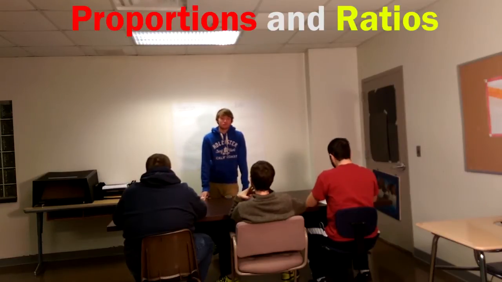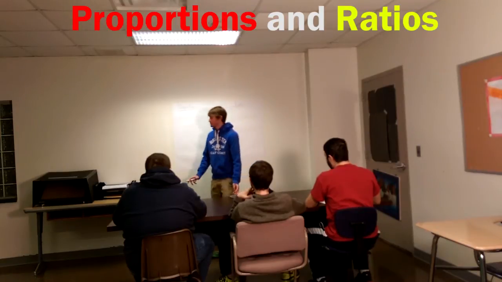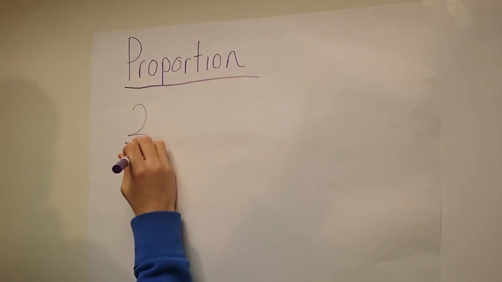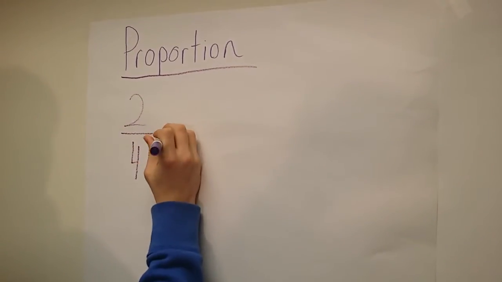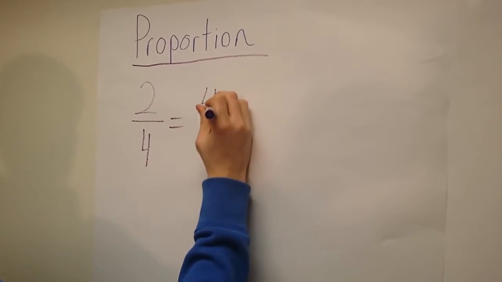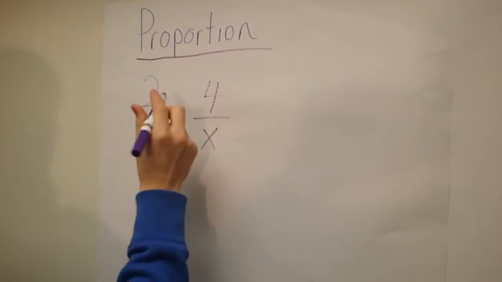Today, we're going to learn about proportions and ratios. Given examples of both, here are some examples. This is your first setup for proportion. You have to set it equal to whatever number you're trying to find. So 4 over x, in this case, you're trying to find the denominator equal to 4.